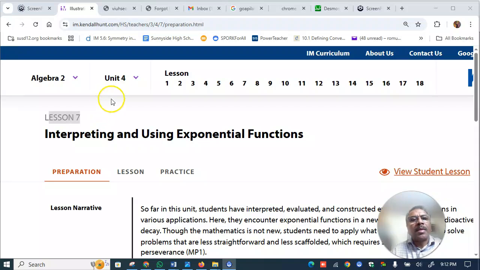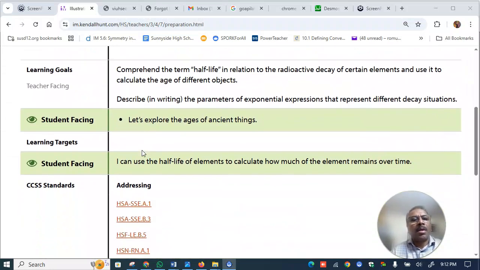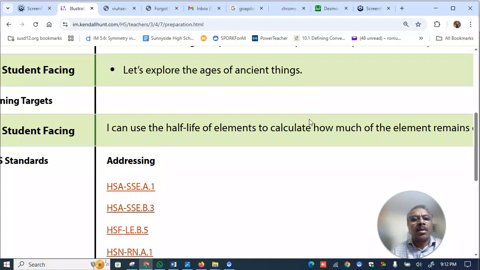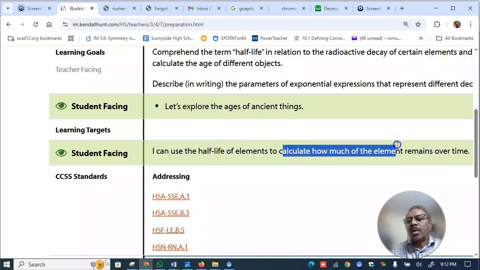I am using the Illustrative Mathematics curriculum, where I'm going to walk through the students' task 7.1, that is lesson number 7, tasks 7.1, 7.2, 7.3. The learning target here is: let's explore the ages of ancient things. At the end of the lesson, you need to be able to use the half-life of an element to calculate how much of the element remains over time. So let me go straight to 7.1.